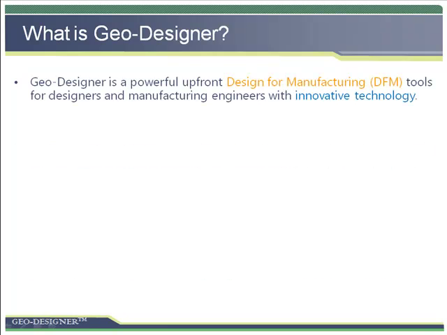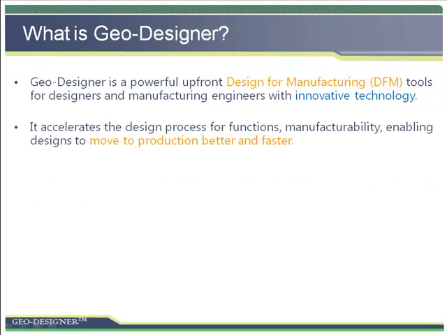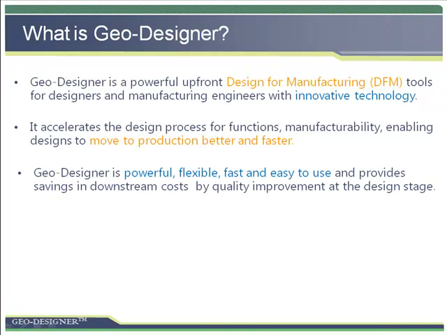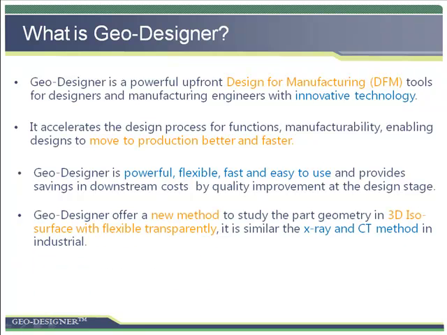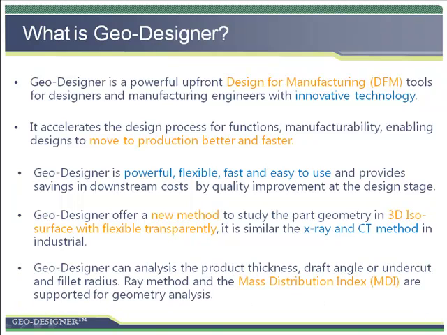Now, we have a general overview of Geo-Designer. At first, Geo-Designer is a design for manufacturing tool, for designers and manufacturing engineers, to study the problems at a very early stage. This is what we call the upfront technology. The second, with Geo-Designer, the design process and quality could be faster and better, whether for functions, manufacturability, or the move from design to production. And Geo-Designer offers a new method to study the part geometry. The result could be displayed in 3D, as a surface, flexibly transparent. This is exactly like looking at X-ray and CT methods.